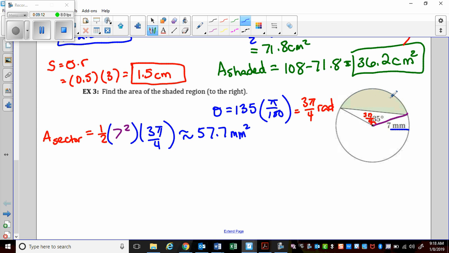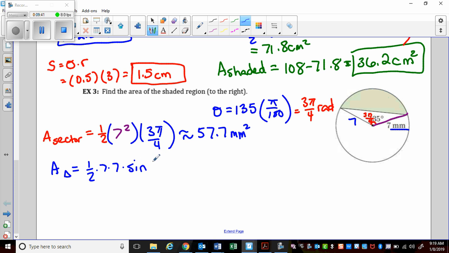Okay, that's the whole sector though. We just want the shaded region on top. So I've got to subtract this triangle. I need to find the area of that triangle. We have a side, an angle, and then I know this side is also 7, so I'm going to use the same formula, 1/2 AB sine C. So 7 times 7 times sine of the included angle, but it has to be in radians.